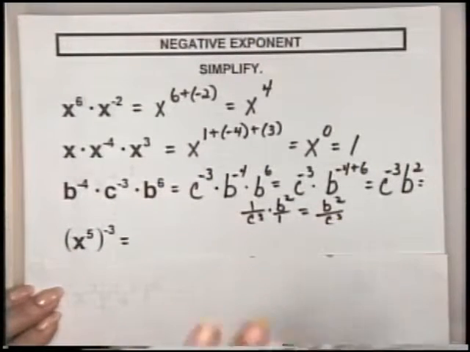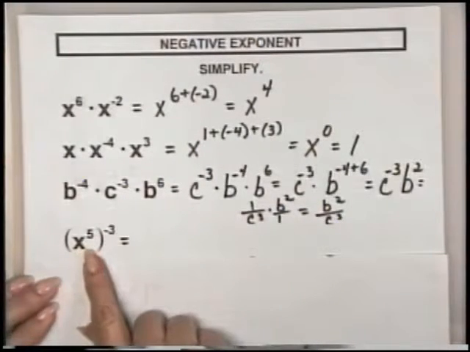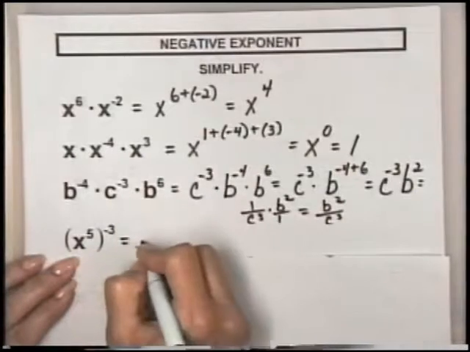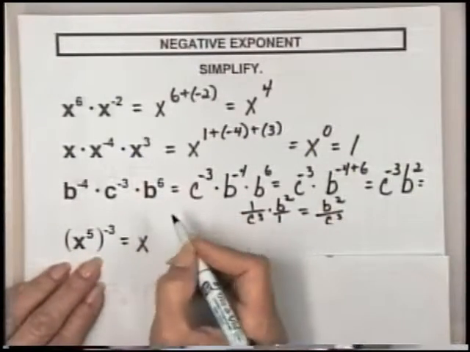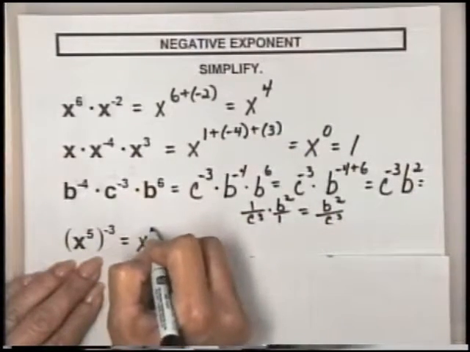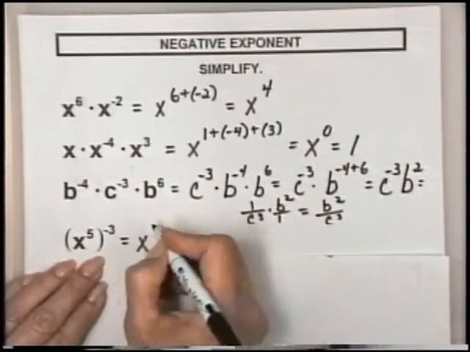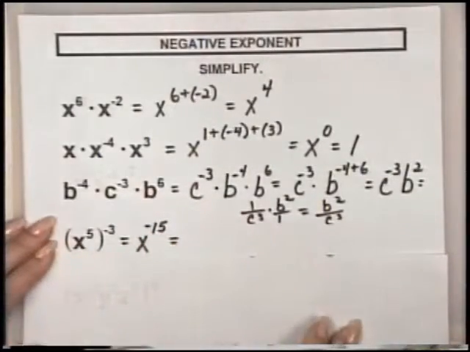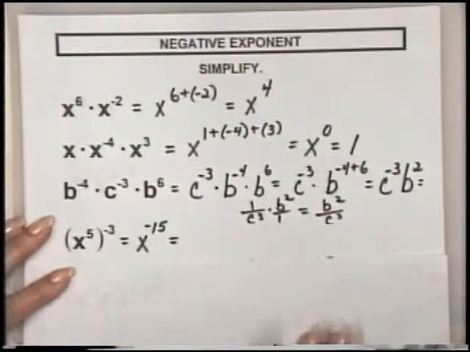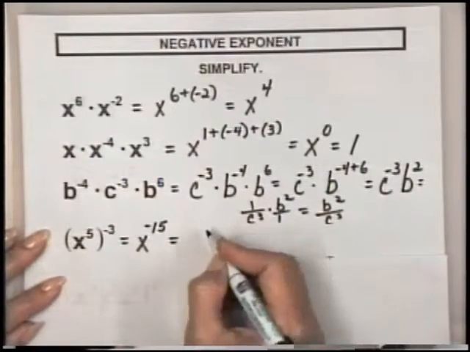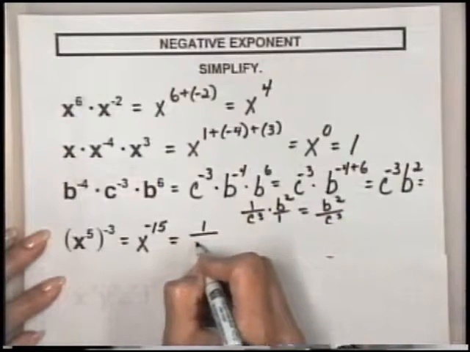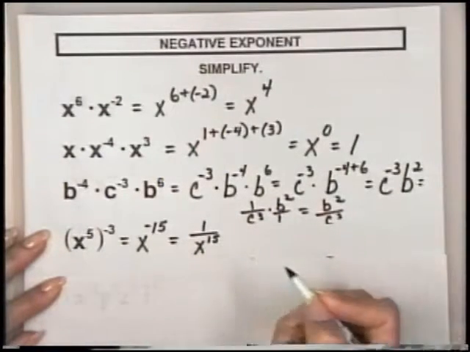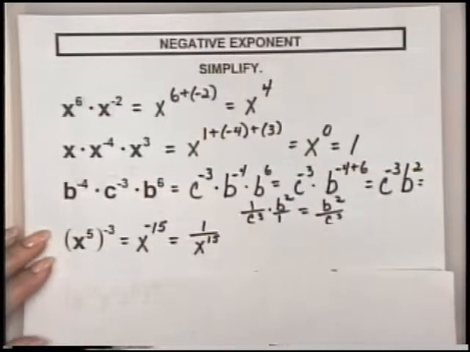Now let's look at this problem. I am taking the power of a power, so I know that I multiply exponents, so I will have x to the 5 times negative 3, which is negative 15, but I cannot leave that negative exponent. I know that x to the negative 15th is equal to 1 over x to the 15th.